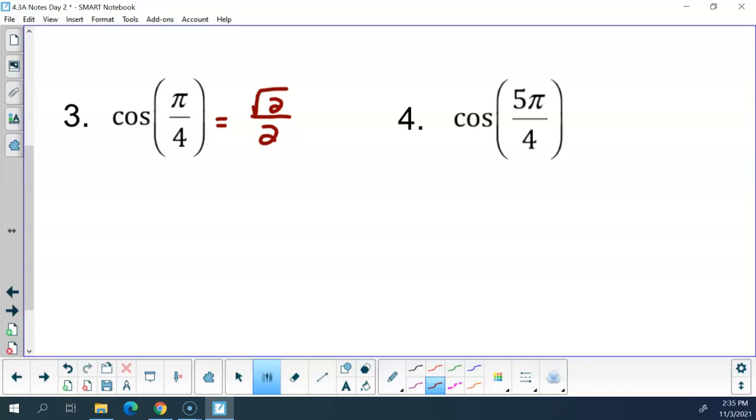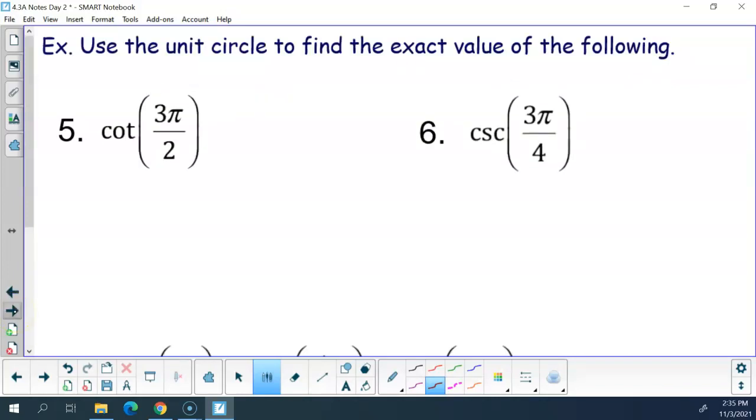Cosine at 5 pi over 4. Negative square root of 2 over 2. Agree? Okay. Try those two. Cotangent at 3 pi over 2. Just 0? Because it's x over y, right? So that's 0. Okay. Cosecant at 3 pi over 4.